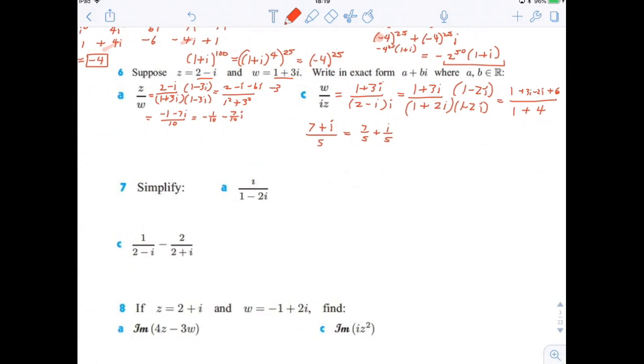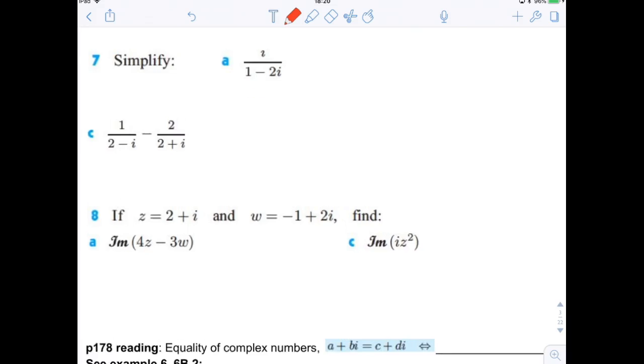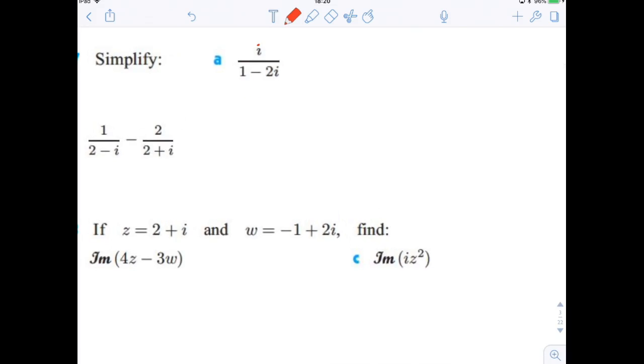All right, number 7. So we have i divided by 1 minus 2i. So this is a division once again. In order to do division, I multiply by the complex conjugate of the denominator so that the bottom has no imaginary part. So it'll be 1, negative 2 times 2 is negative 4, times minus 1 is positive 4. And the top is going to be i, 2 times negative 1 is negative 2. So negative 2 plus i over 5.